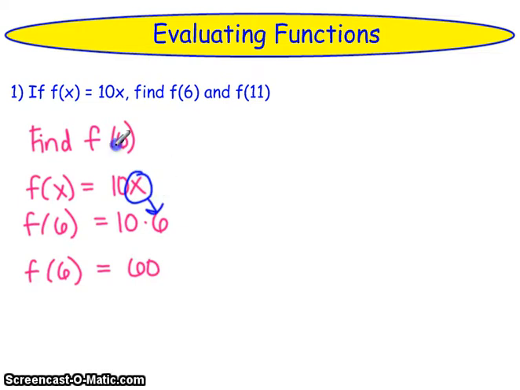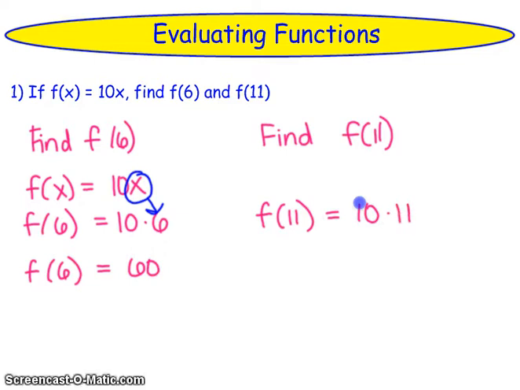Now we'll do f of 11. f of 11 is a separate problem, so we're finding two different values. For f of 11, wherever I see x in the function, I'm going to put in 11. So I'm going to do 10 times 11. So I know that f of 11 is 110. So we have our two answers.